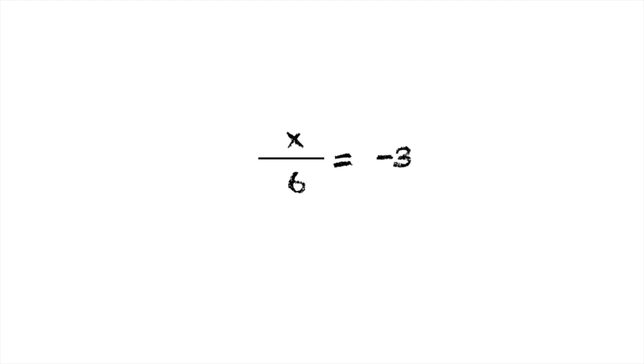What about x over 6 is equal to negative 3? Here we have x divided by 6. But what is the inverse of division? It is multiplication. So we can solve this by multiplying by 6. So here we have 6x over 6 is equal to negative 18. Or simply say x is equal to negative 18. Now let's work on some more exercises.